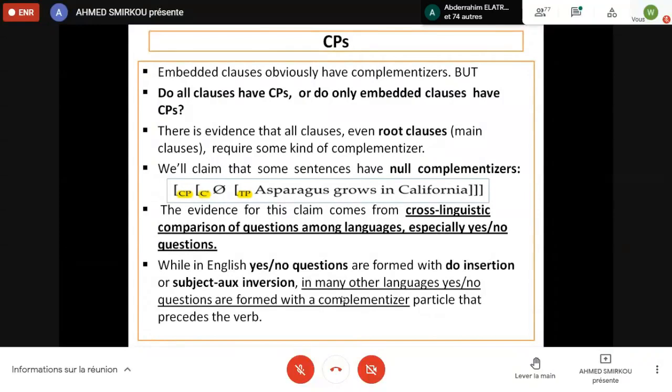So the idea is that, Naima, yes, then I'll summarize. We said that the Irish language uses a complementizer while English uses subject aux inversion.